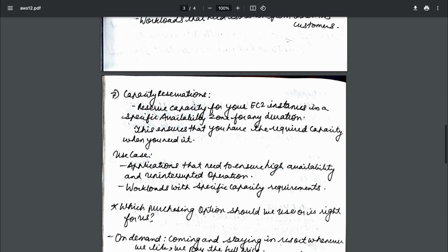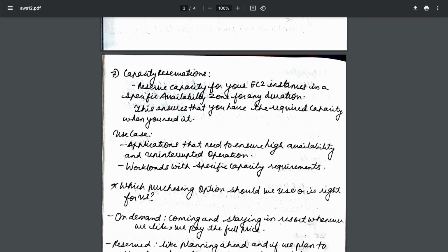Now let's see the last one, that is capacity reservation. Okay, so capacity reservation purchasing option basically reserves capacity for your EC2 instance in a specific availability zone for a specific duration. This ensures that you have the required capacity whenever you need. So it is ideal for applications that need high availability and uninterrupted operation. And also it is ideal for workloads that are bound by specific capacity requirements.